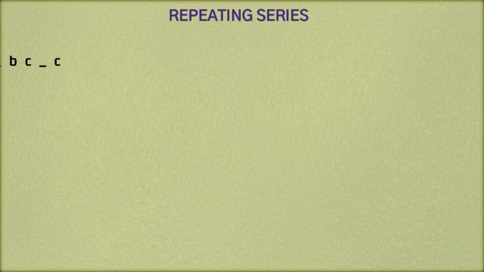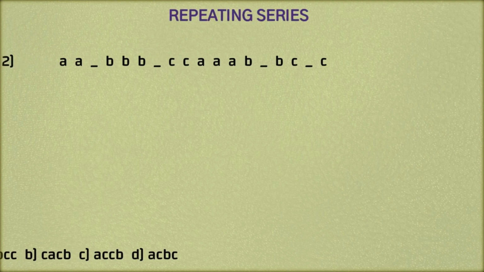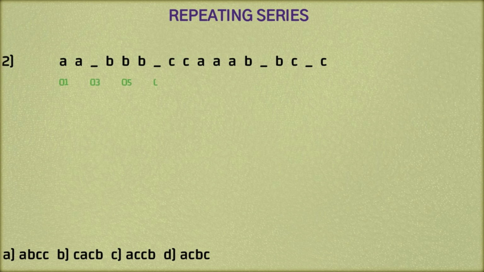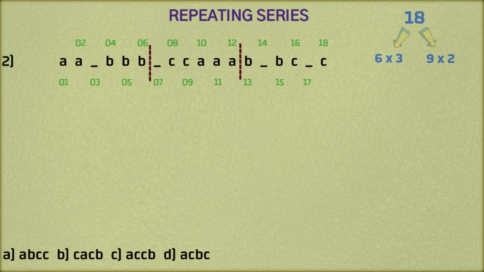Let's try to deduce this series now. So step 1, count the total number of letters in the series. Now we get 18 letters. Step 2, write factors of 18. We have 6 into 3 and 9 into 2. Now let's try to group this series in groups of 6.